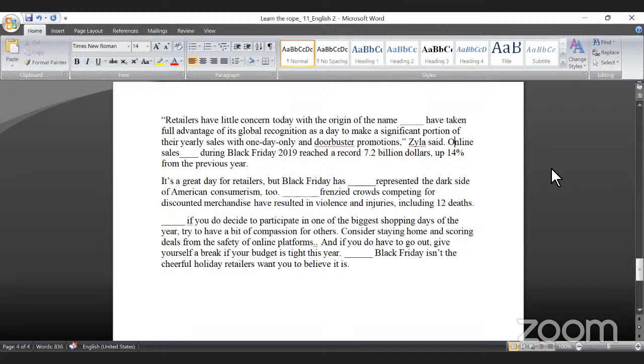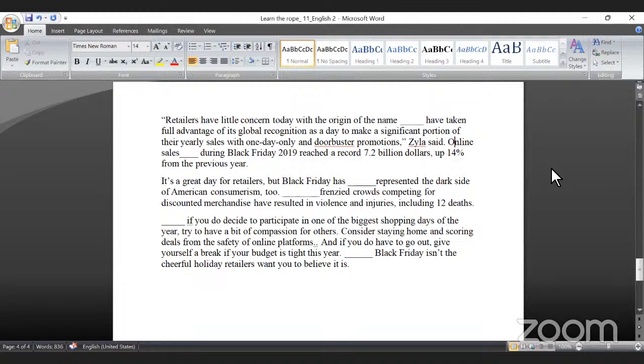Because see, if you're using something with additive value, then there is already "too" there at the end of the sentence. So you can't use a double thing. Next one, ma'am. I thought you were asking for the next one. No. So Black Friday has always represented the dark side of American consumerism too.